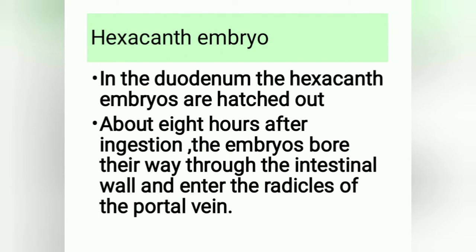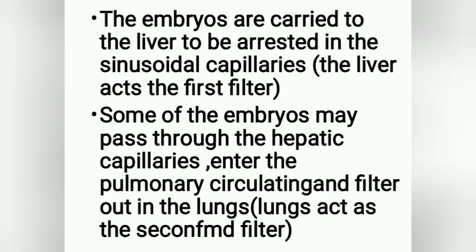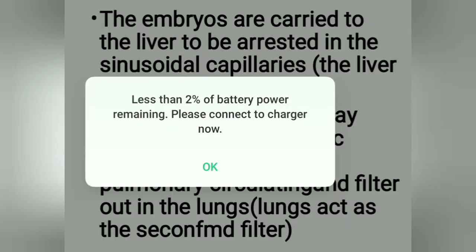Hexacanth embryo: in the duodenum, the hexacanth embryos are hatched out. About 8 hours after ingestion, the embryos bore their way through the intestinal wall and enter the radicals of the portal vein. The embryos are carried to the liver to be arrested in the sinusoidal capillaries; the liver acts as the first filter here. Some of the embryos may pass through the hepatic capillaries, enter the pulmonary circulation, and filter out in the lungs. Here the lungs act as the second filter.